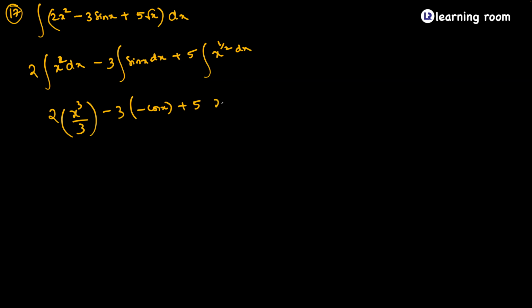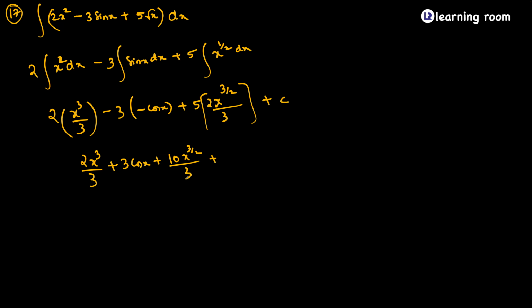That is x power n plus 1. So half plus 1 is 3 by 2, divided by 3 by 2, so 2 will go to the numerator. Then you have a plus c here. Clear? So what will the answer be? 2x cube by 3 plus 3 cos x plus 10x power 3 by 2, divided by, sorry, by 3, plus c. Clear?